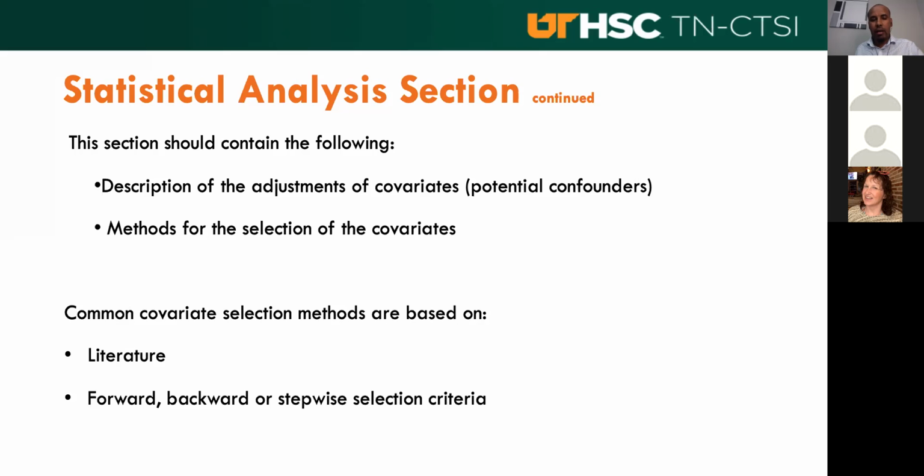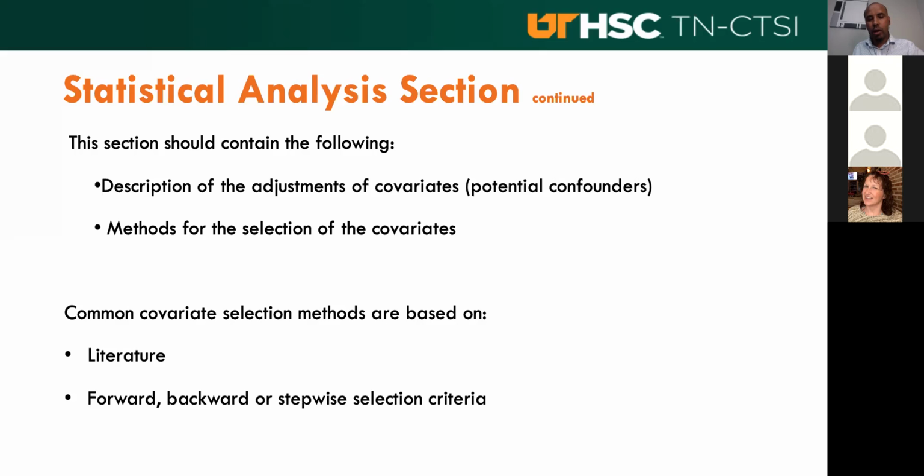Besides that, there are automatic covariate selection criteria, such as forward, backward, stepwise selection criteria. In the forward one, you will enter covariates or participant characteristics or study characteristics one by one into the model, and keep the covariates that are significant at a given critical value, usually 0.05, or it can be less stringent than that, like 0.2 or 0.1 or something.